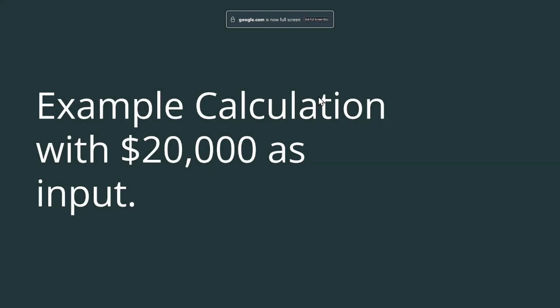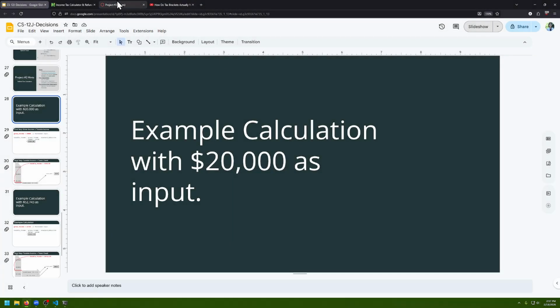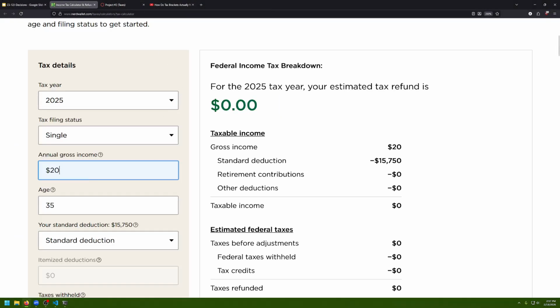Okay, so let's do some example calculations. Let's say we put 20K as input. This is the first example we saw. So 20K here gives us 425. Let's talk about how this is derived.